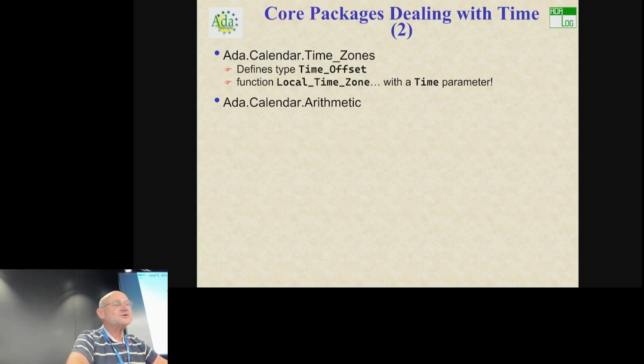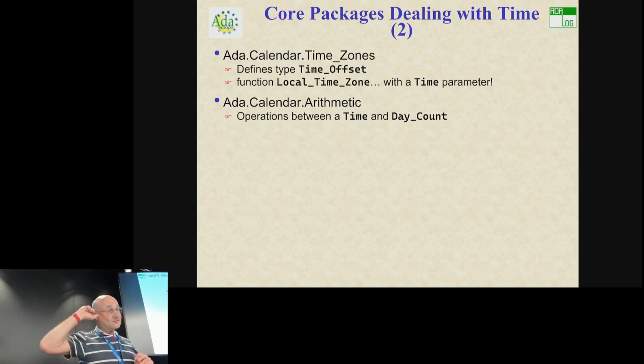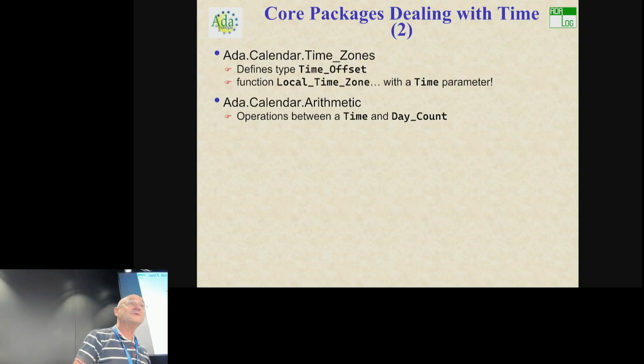Then we have a package called Ada.Calendar.Arithmetic that gives you operations between a time and a day count. So that allows you to add or subtract a number of days from a given time. It's not clear what a day is. Day_Count is an integer type, okay? Is it equivalent to 86,400 seconds? Or is it one more day in the calendar? This is not defined, and I may write an AI on that topic, because I was beaten by that problem recently.